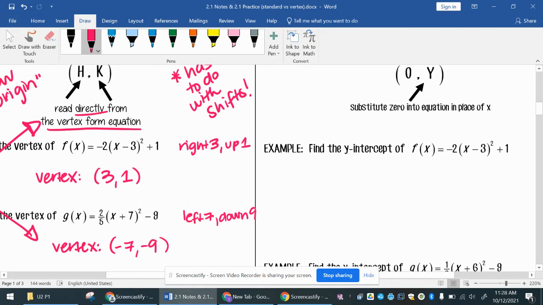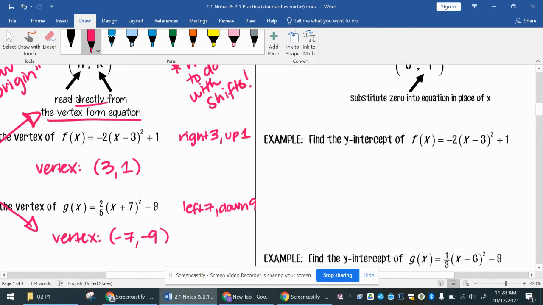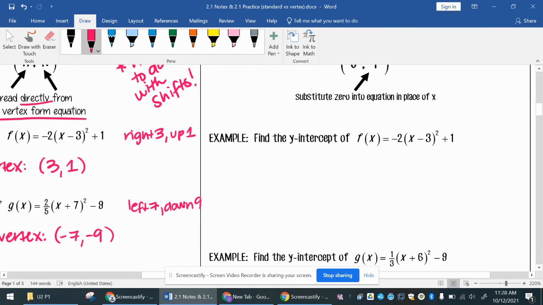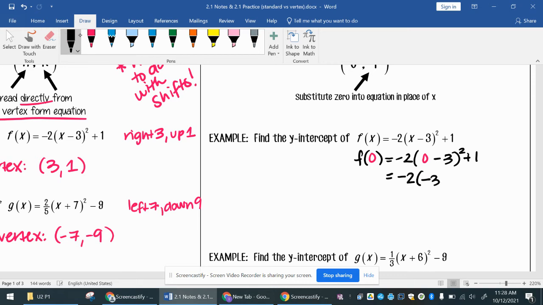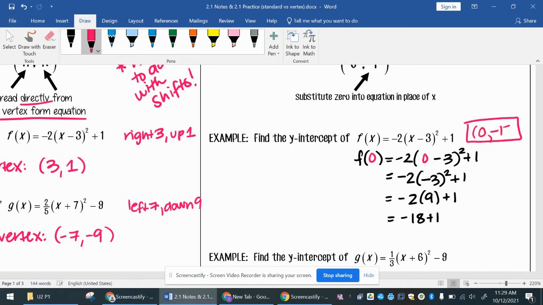Now the y-intercept, same vocab word, y-intercept. You find it by substituting 0. So you're going to substitute 0 into all the x's. So notice I copied the equation exactly the same, and then I substitute my number. You clean it up using PEMDAS. So order of operations, parentheses first, then exponents, -3 squared is 9. And then -18 plus 1 is -17. Don't forget to write your answer as an ordered pair. So this would be 0, -17.